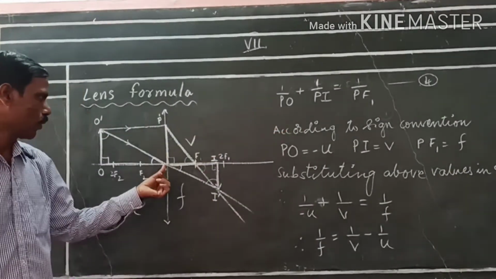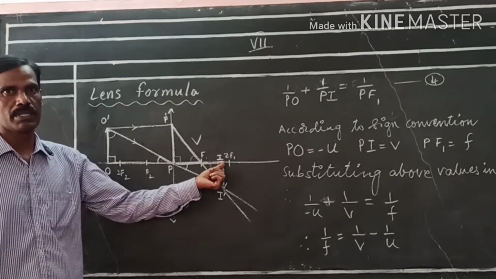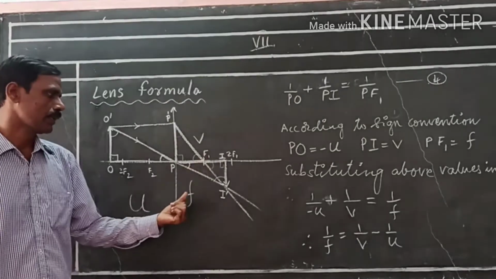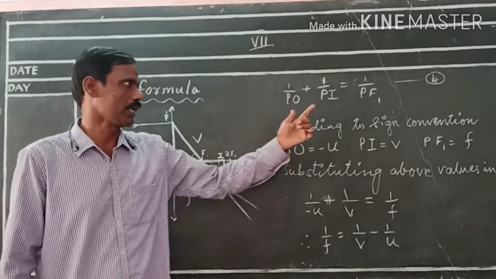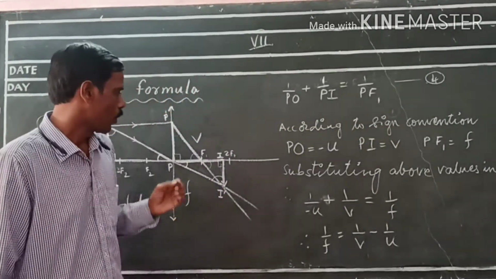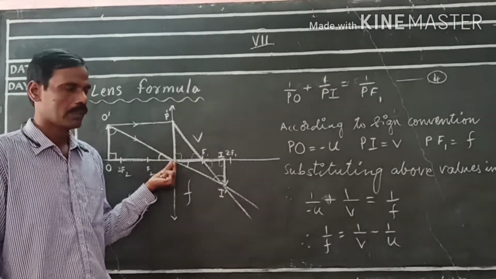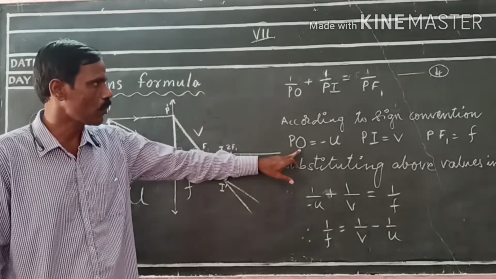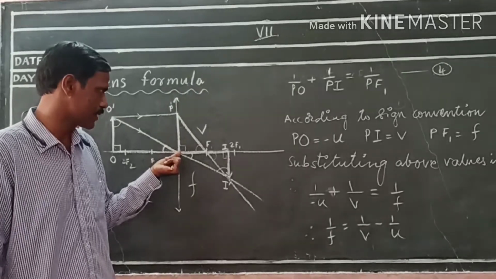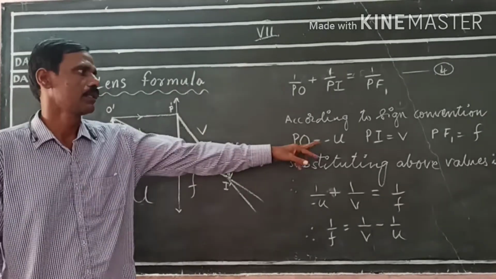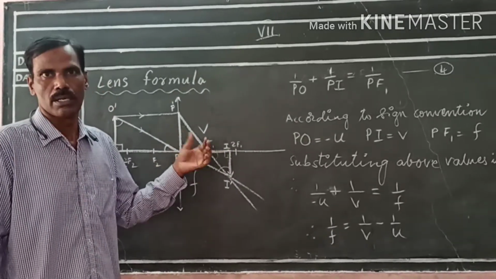Here, PO is the object distance, PI is the image distance, PF1 is focal length. Now, according to sign convention, so what is sign convention again? Here, all distances are to be measured from the pole only. That's why we wrote PO, taking P as the main point. We have to measure distances from the pole. So PO is object distance, PI is image distance, PF1 is focal length.